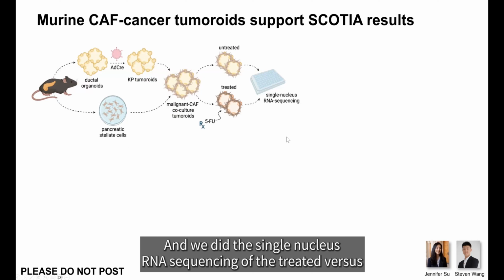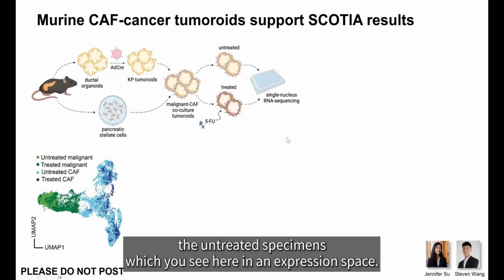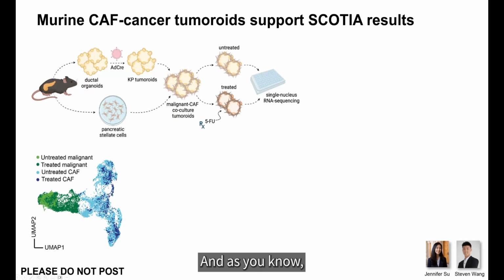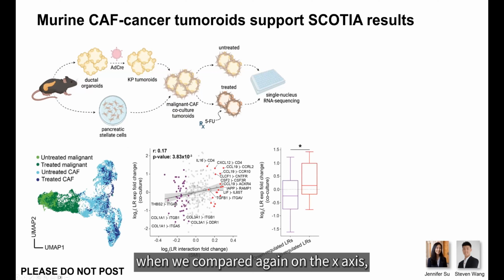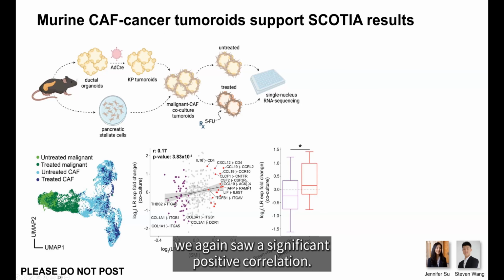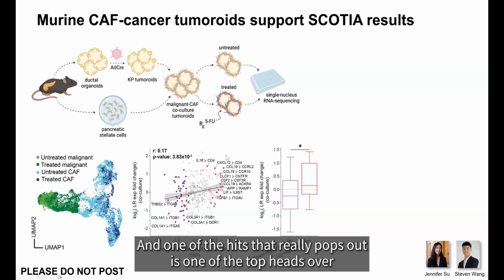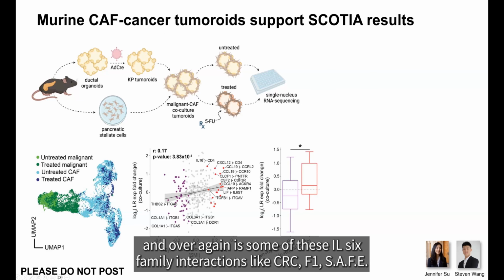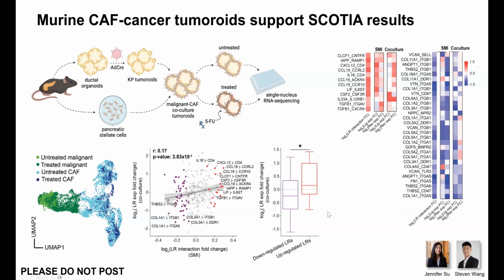And we did single nucleus RNA sequencing of the treated versus the untreated specimens, which you see here in expression space in this UMAP. When we compared again on the x-axis the SMI interactions with now the co-culture interactions, we again saw a significant positive correlation. And one of the hits that really pops out as one of the top hits over and over again is some of these IL-6 family interactions like CLCF1, CNTFR.